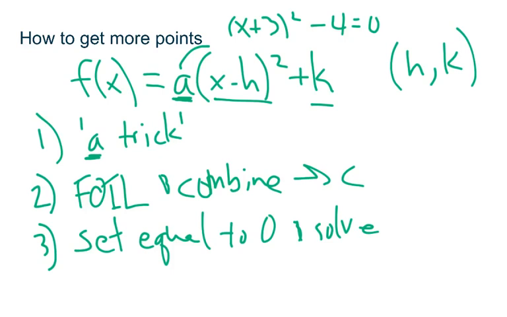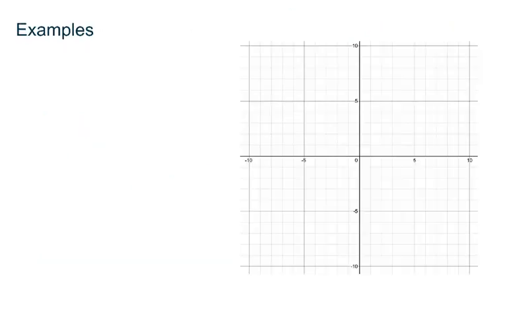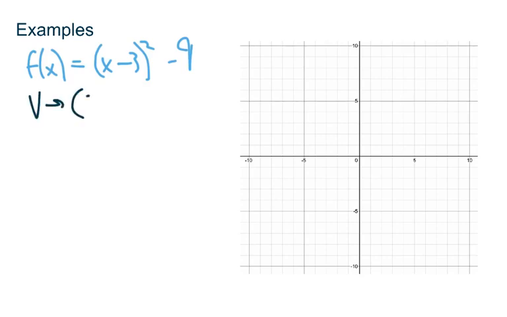Okay, enough yakking. Let's do some actual math here. Let's do some examples. For our first one, f of x is equal to the quantity x minus 3 squared minus 9. First thing, it tells us the vertex. We don't have to do any work for the vertex, which is awesome. So my vertex is going to be at the point 3, -9. Again, notice how the sign changes from there to there. So 1, 2, 3, -9, right there.